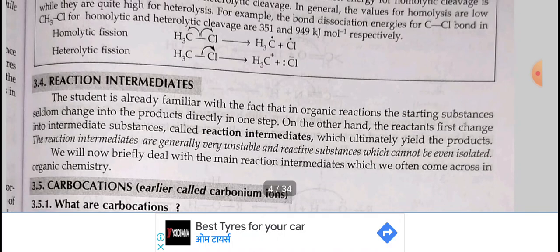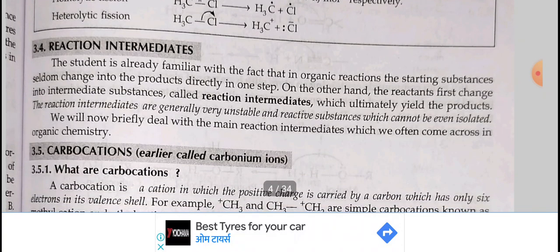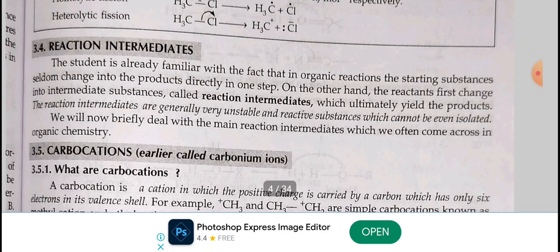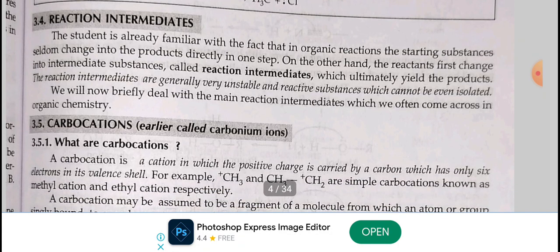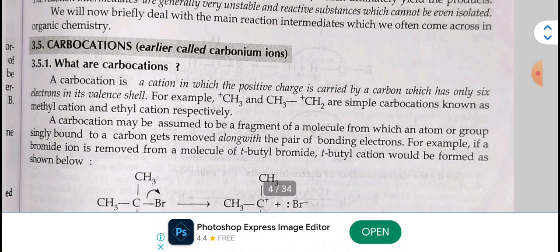Reaction intermediates. The student is already familiar with the fact that in organic reactions, the starting substance seldom changes into the product directly in one step. On the other hand, the reactants first change into intermediate substances called reaction intermediates, which ultimately yield the product. The reaction intermediates are generally very unstable and reactive substances which cannot even be isolated. We now briefly deal with the main reaction intermediates which we often come across in organic chemistry.